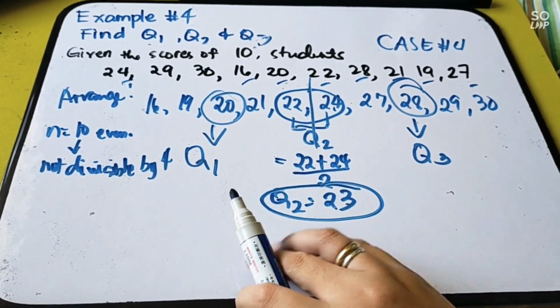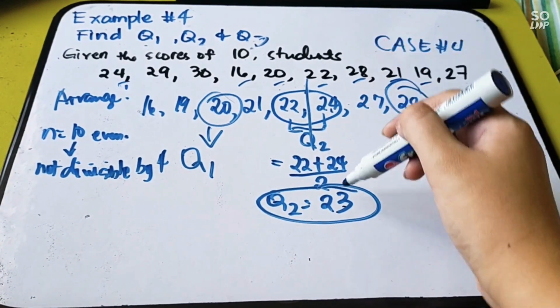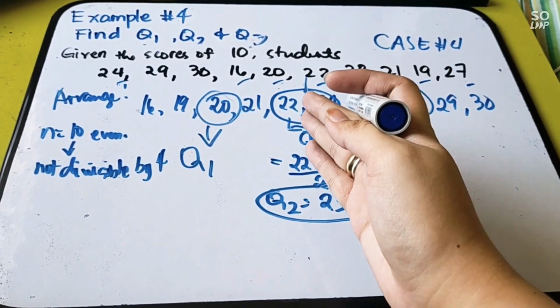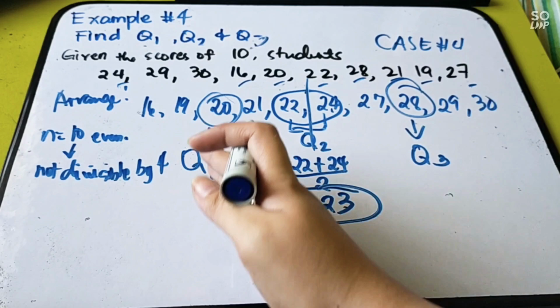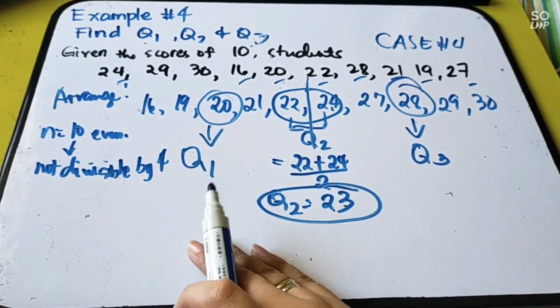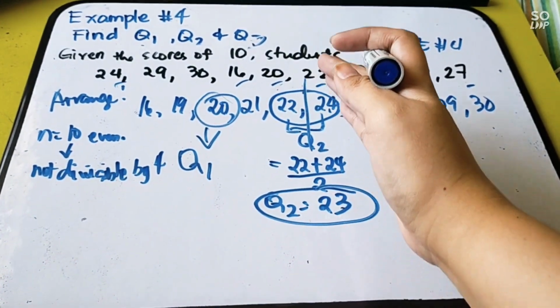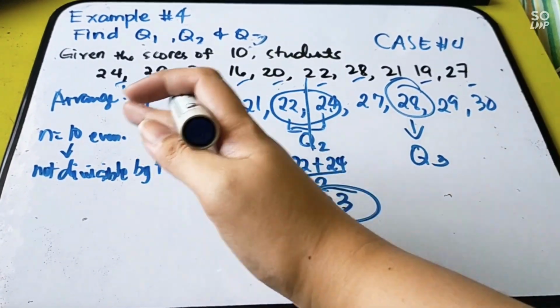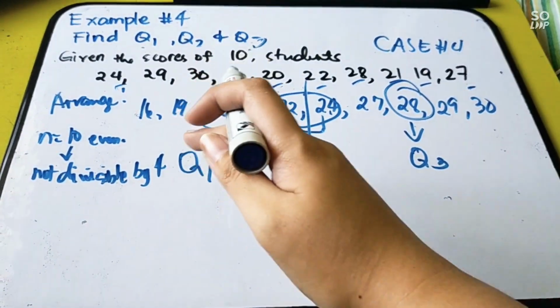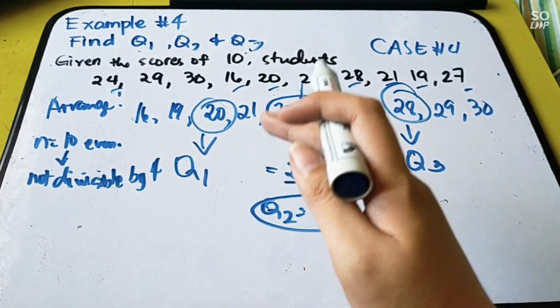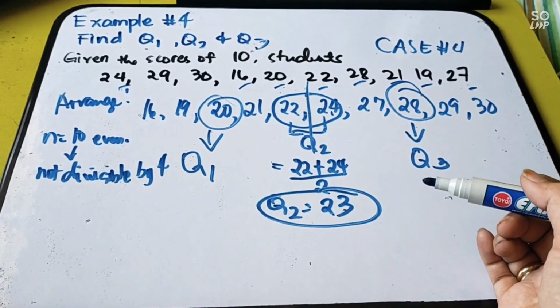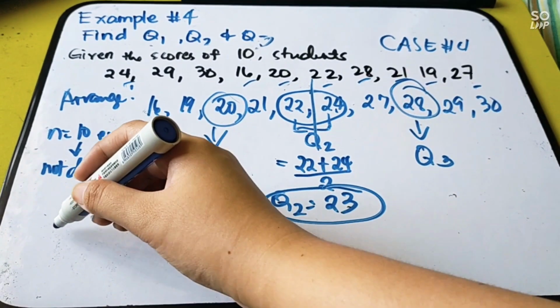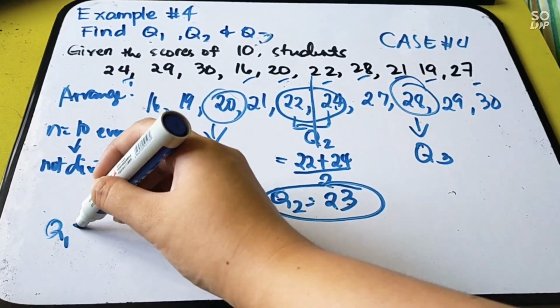Naintindihan? Basta pag even siya, hatiin mo sa gitna. Then, kung siya ay add yung natira dito, yung pinakagitna niya, that's your quartile. Pero kung siya ay hinati mo, then siya ay even dito, even dun sa kabilang side, yung dalawang gitna, divide into 2, then average. O, ganun lang po kasimple. Is it clear? So, we have now your quartile 1.